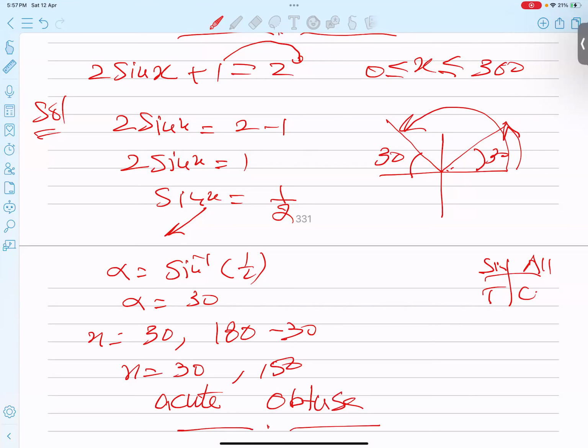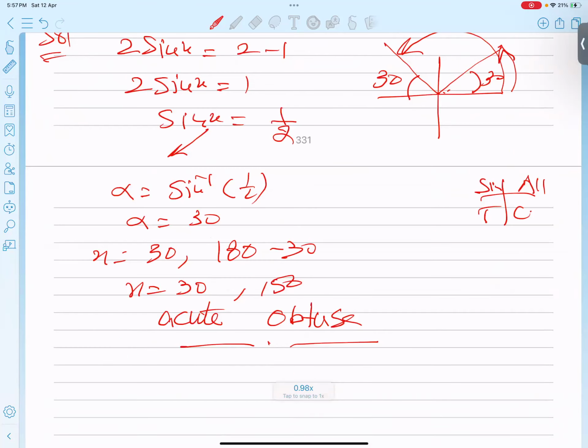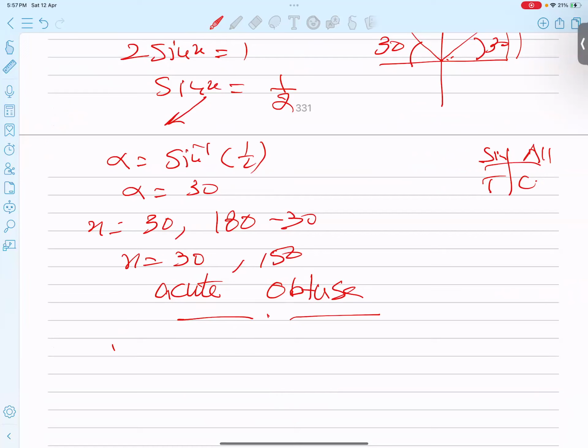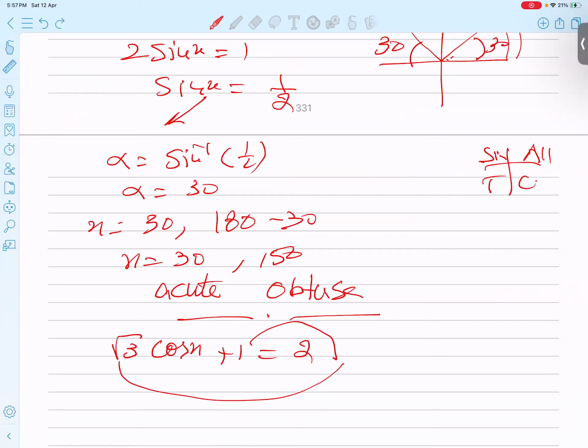Alhamdulillah Rabbil Alameen. I'm giving one more question to practice, and that is root 3 cos x plus 1 equals 2. First one comes here, then root 3 divides here, and apply the cos property. Take your time. I'm going to stop recording. Yes, sir. So this is the way.